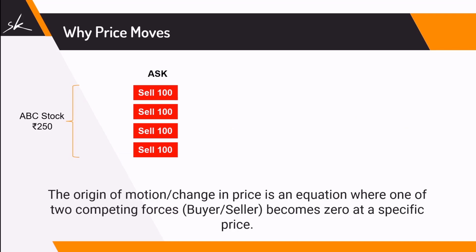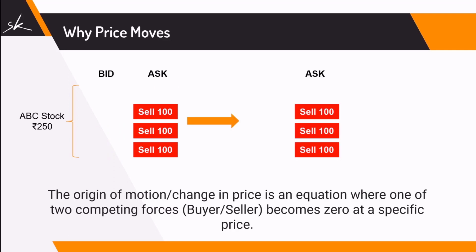Similarly, if we have 4 sellers, each of them willing to sell 100 shares each at 250 rupees, the total sell quantity at 250 rupees is 400 shares. A seller can only sell if there are willing buyers at the same price. Let's assume that two buyers step in and each of them is willing to buy 50 shares each at 250 rupees. Since we have 400 shares to be sold and 100 shares to be bought, one seller will sell his complete quantity and we will still be left with 300 shares to be sold at 250 rupees.